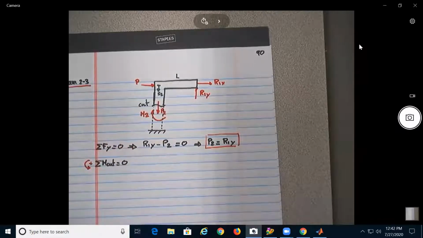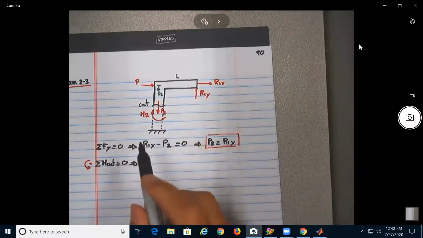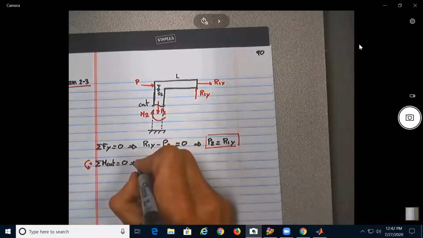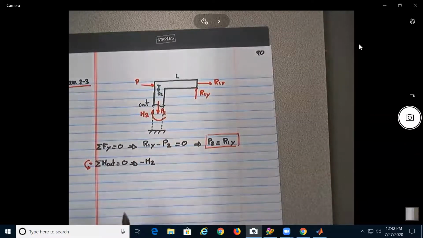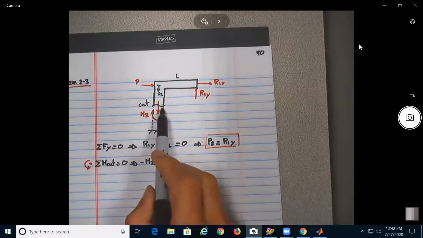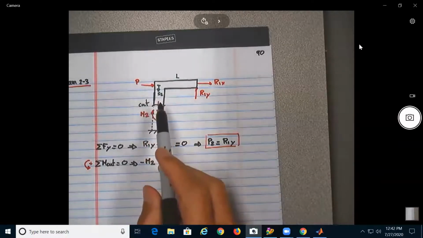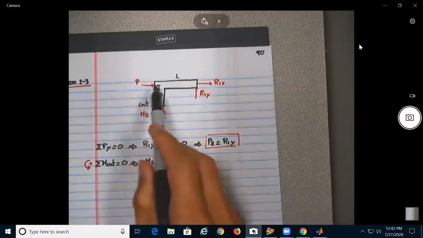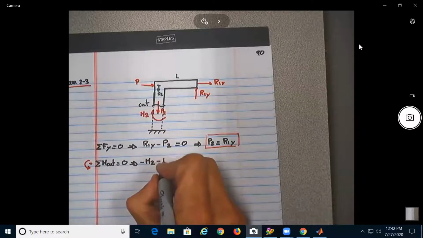Positive counterclockwise. So now again, what do we have? The moment M2, I did it clockwise, so it's going to be negative. What else is creating a moment about the cut? What about the force P? Is force P creating a moment? Yes, and that moment will be clockwise as well, so it should be negative, so it should be minus P.